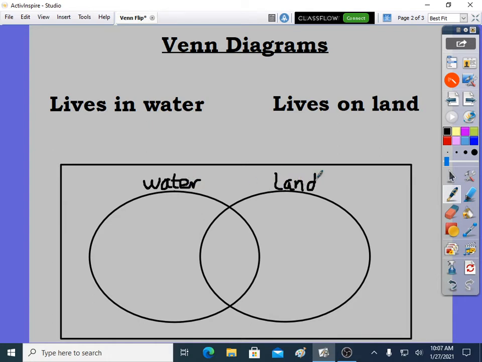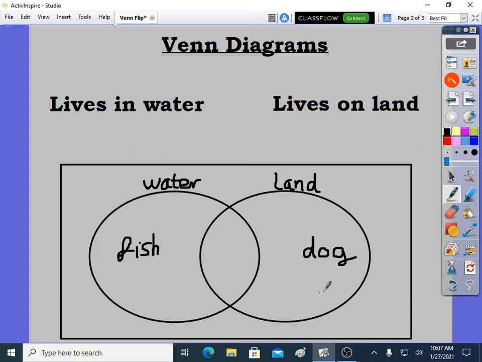So what can you think of? Let's think of a dog. Where does a dog live? On land. It doesn't live in the water, and it doesn't live on water and land. It lives on land. It might go in the water once or twice, but it lives on land. What about a fish? A fish is going to live in water, so it goes in here.